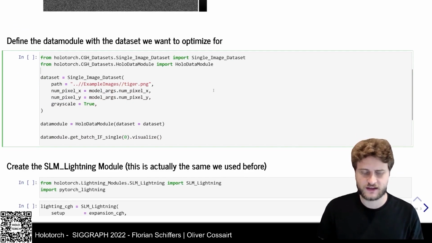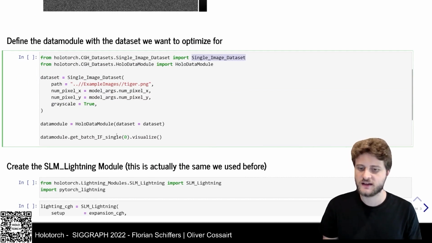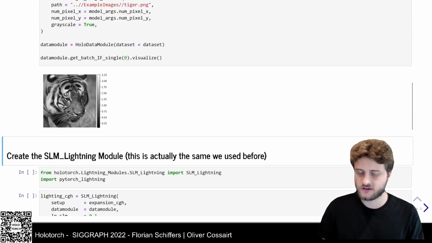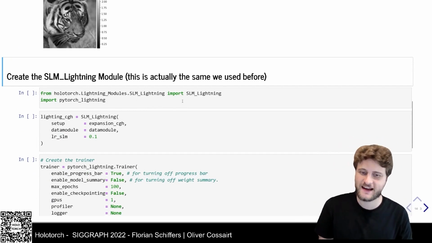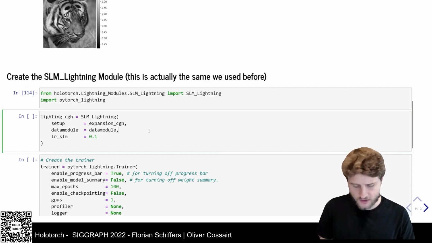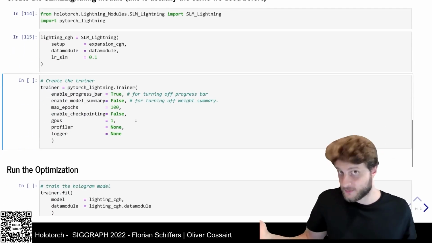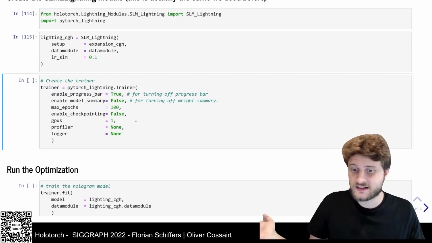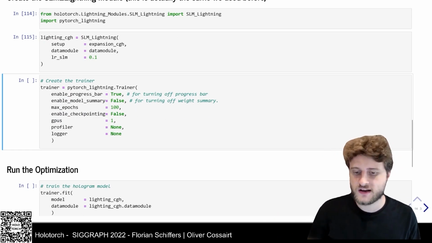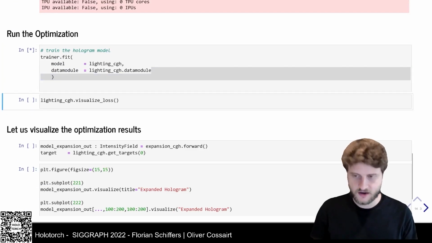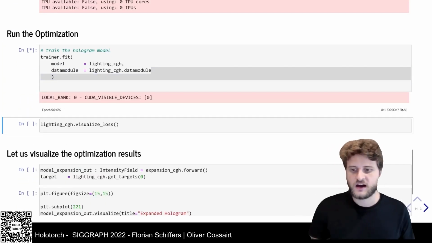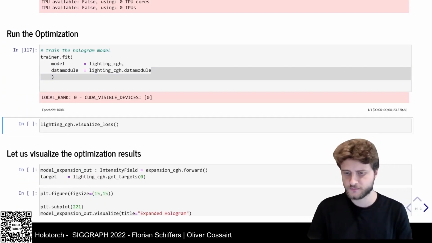Next thing is that we're going to have, again, a data set. We're going to use a single image data set, and we're going to create the data module, so nothing new or exciting happening here. We can now reuse the SLM lightning module. That's exactly the same that we used for the phase retrieval. And we can use that because we only have to optimize for the SLM. So it's still gradient descent. Nothing else changes. The trainer is going to be the same, except that we're just going to optimize for 100 epochs, and then we can run this optimization. It's going to be 100 epochs, and again it's going to be fastest on the GPU.